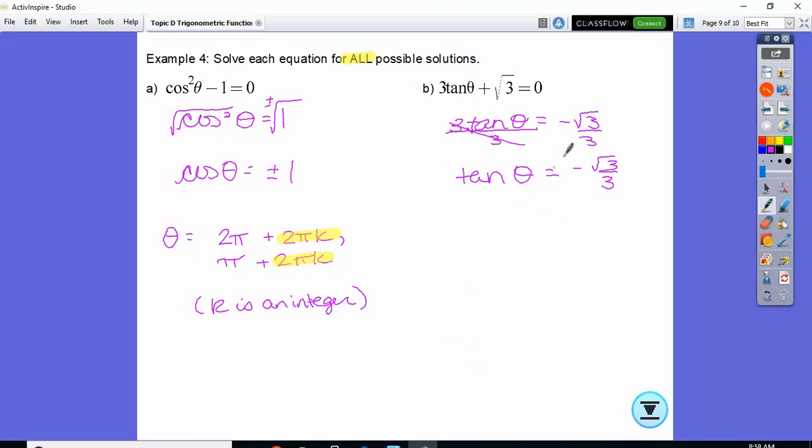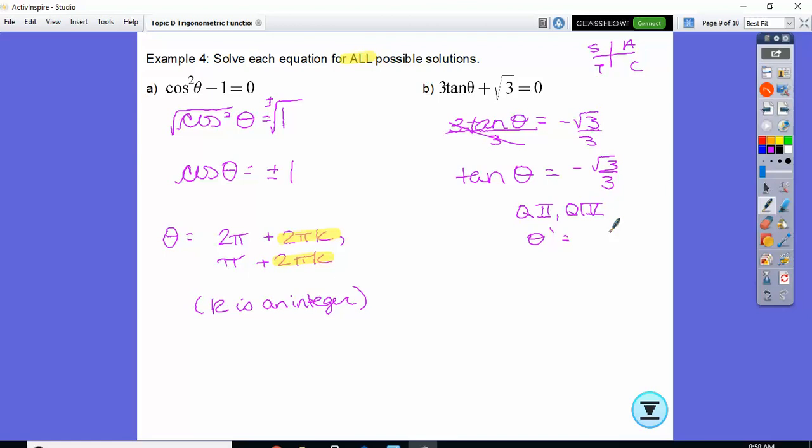So tangent is negative radical 3 over 3. Okay, let's think through this. Remember, all students take calculus. So in quadrant 1, everything's positive. In quadrant 3, tangent is positive. So it would be negative in 2 and 4.